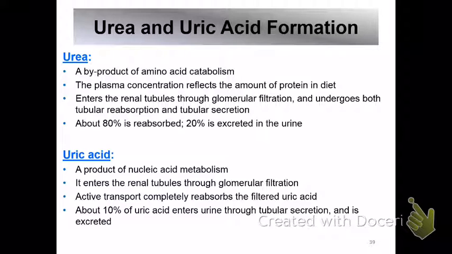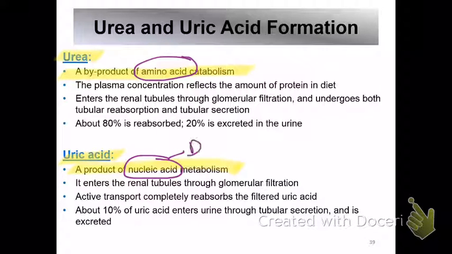Now, what's in urine? You got urea, which is highlighted. It's a byproduct of amino acid catabolism. Urea is the breakdown of protein. Amino acids, those are the building blocks of proteins. Uric acid, that's the building block of DNA. Uric acid, it's a product of nucleic acid. So as you break down DNA, as you break down protein. So highlight all that. Going to be a test question about it.